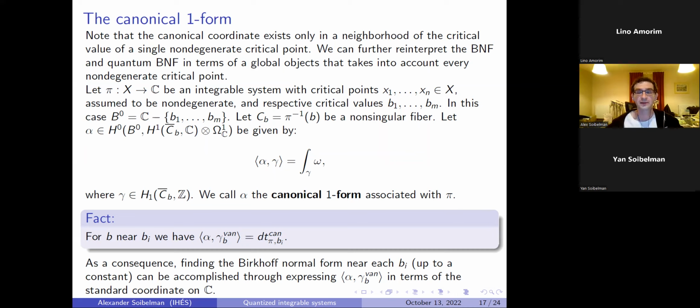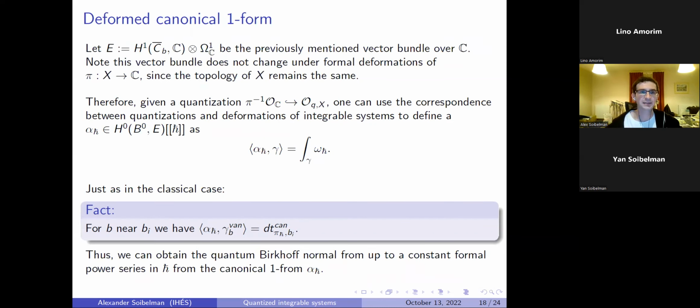So do I understand correctly that you have this pairing alpha and gamma for any gamma, but for the Morse critical point, you have essentially just one vanishing cycle, in your case just one vanishing cycle sitting on your curve, and you are interested only in this pairing or what? Yes. Okay. Yeah.